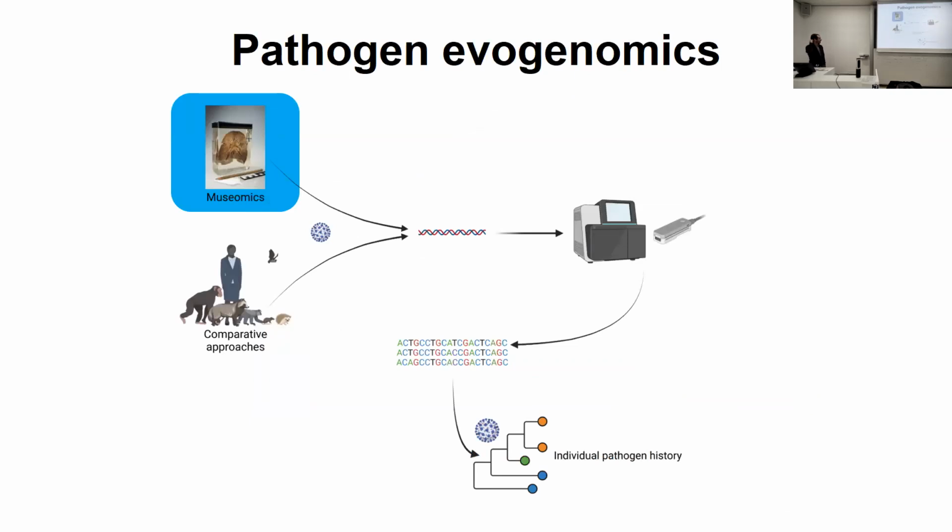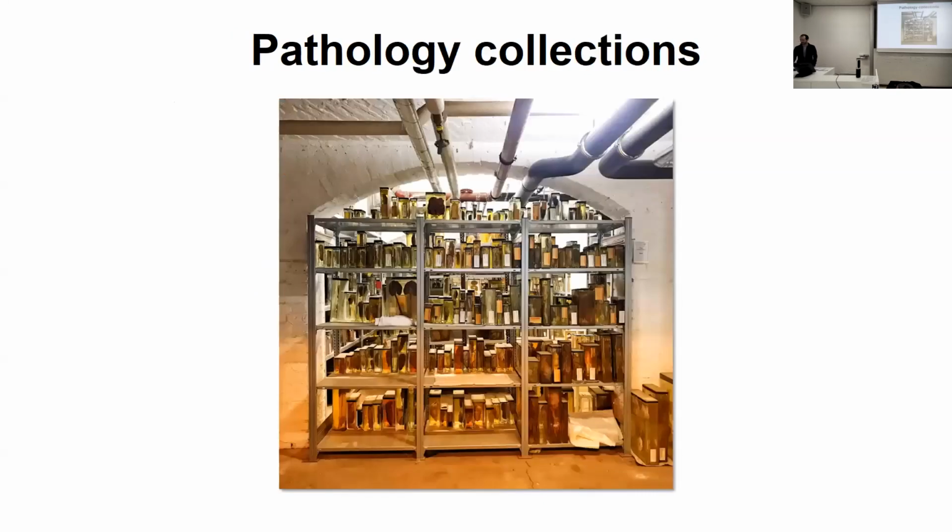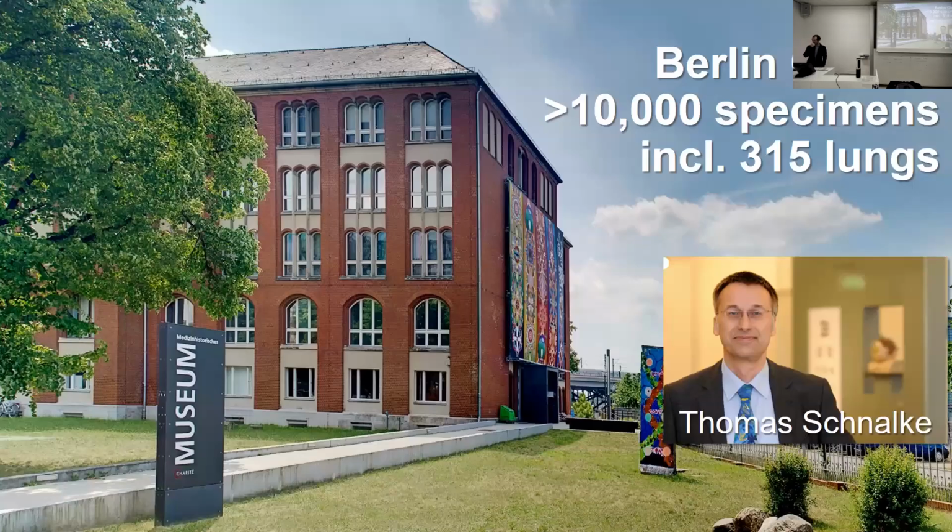Okay, so now I will move to ancient genomics, and in particular to museomics. And a very specific case of museomics, which is pathology collections. So we work also a bit with natural history collections, but much less frequently than with pathology collections. The first pathology collection that we worked with, and the two projects that I will mention now are all based on samples from this collection, at least partly, is the collection housed at the Berlin Charité.